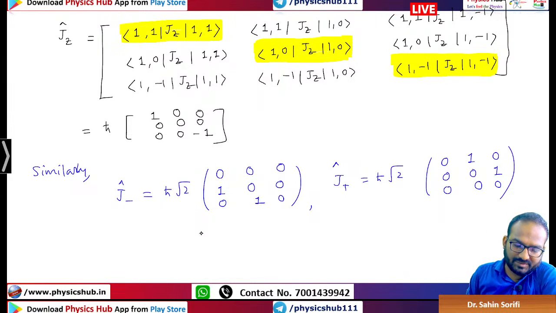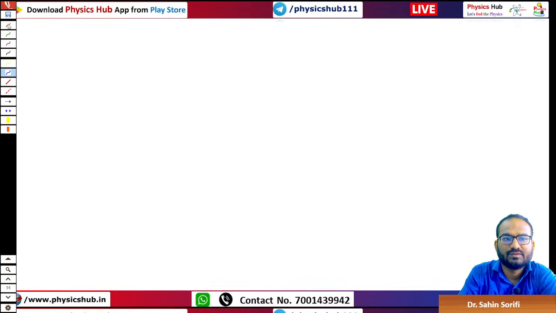So I hope you have got pretty much idea about everything. Let's start spin algebra and Pauli spin matrices. So till now we have just talked about orbital angular momentum. Now we are going for spin. So give the heading spin algebra and Pauli spin matrices. A lot of questions come from this, Pauli spin matrices.